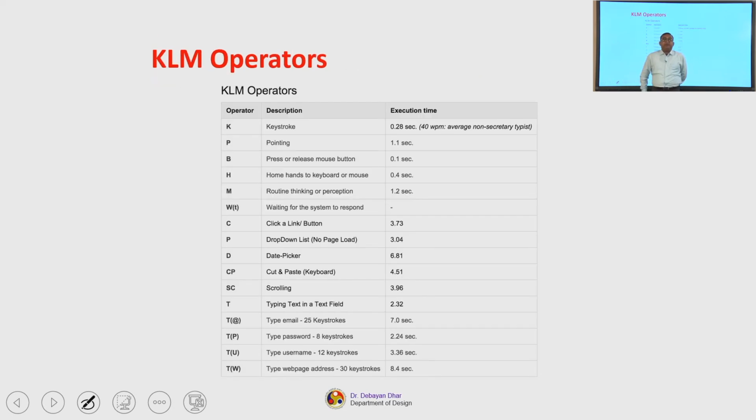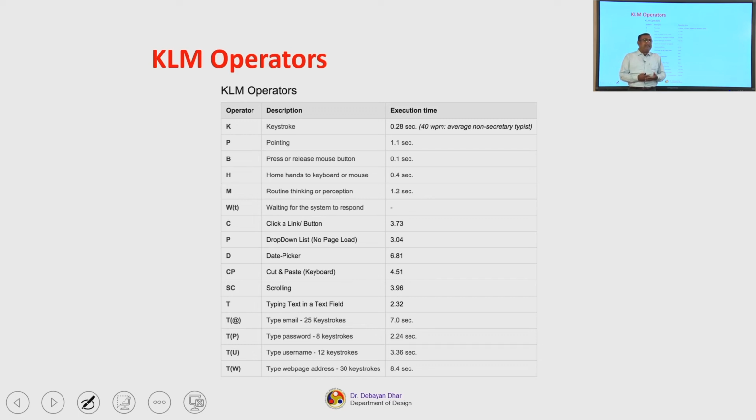These are some of the KLM operators which are extensively used now. I have collected these from various research papers, and you can take a look at them. You would see keystroke 0.28 seconds, pointing 1.1 seconds, press or release mouse button, home hands to keyboard or mouse, routine thinking operation, waiting for the system to respond, for which I am not giving a time, clicking a link, drop down, date picker, cut and paste, scrolling, typing, testing a text field, type email, type password, type username, type web page address, 30 keystrokes.